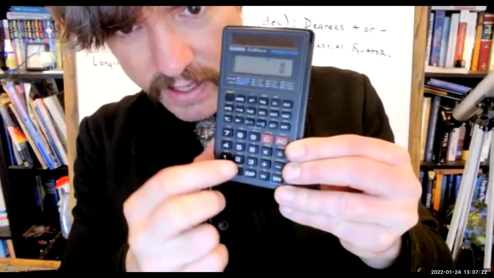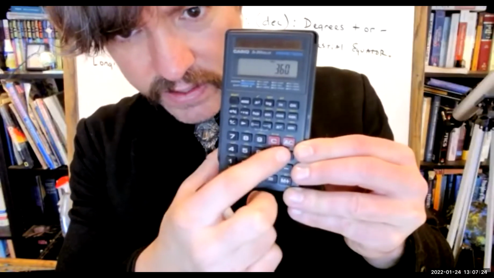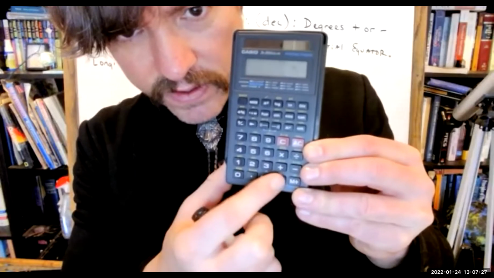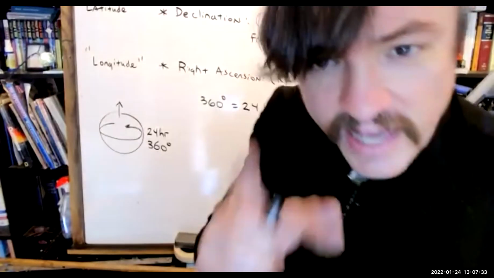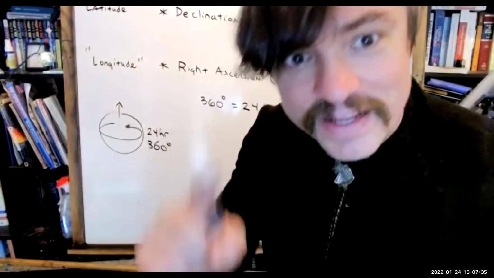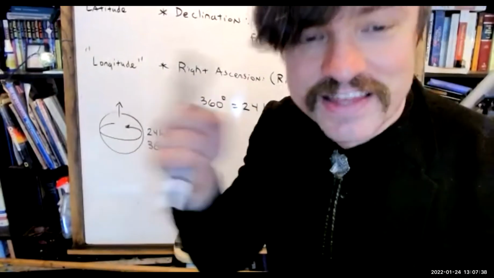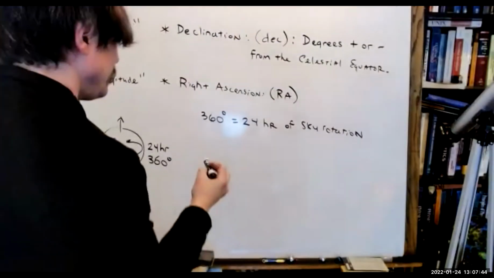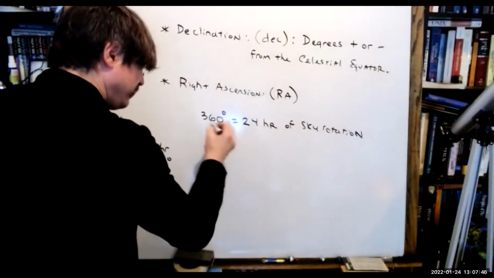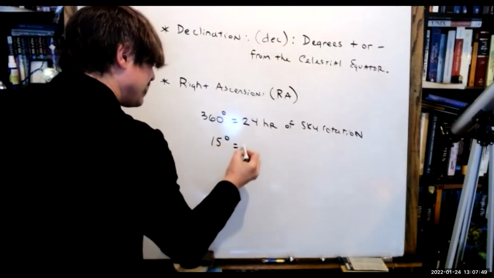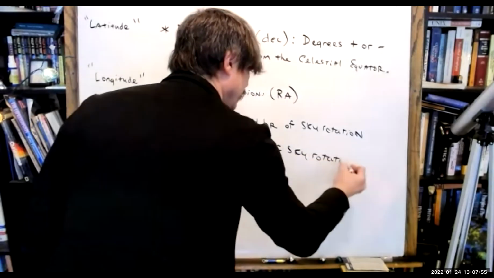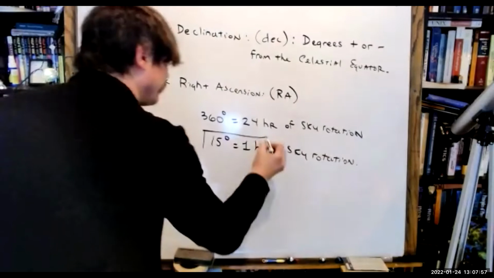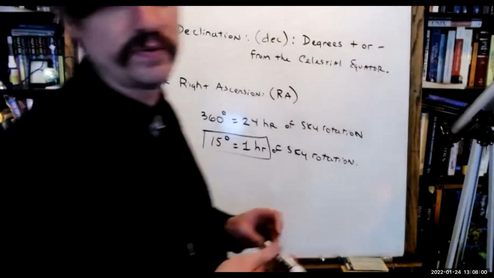Hold on. 360 degrees divided by 24 hours. You get exactly the number 15. That's not a coincidence. The ancient Babylonians who invented the hour intentionally divided the sky up into equal parts. Remember, they loved the sexagesimal, or base 60, system. So if you divide these two, 15 degrees equals 1 hour of sky rotation. For astronomers, there's this kind of weird conversion factor: 15 degrees is equal to an hour.